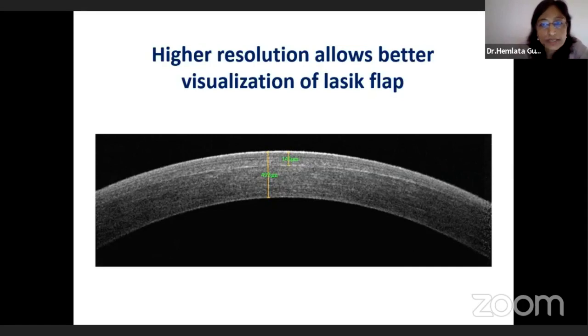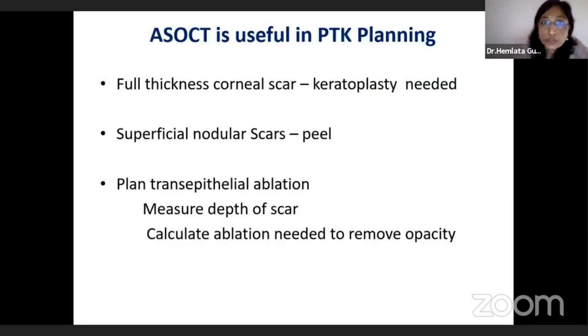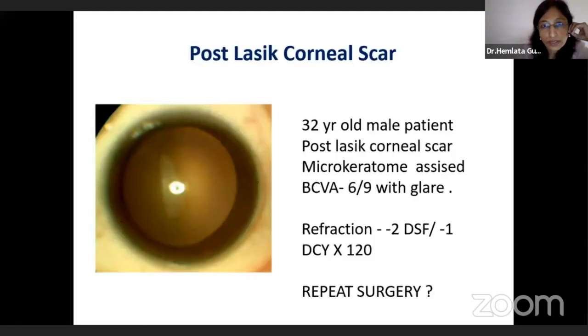Also, higher resolution OCT allows you to better visualize the LASIK flap. Almost the whole extent of the LASIK flap can be visualized. You can measure the thickness of the flap and look at the residual stromal thickness. It is also useful in PTK planning. Suppose you have a scar in the cornea and you want to treat the residual refractive error. First of all, you need to know the depth of the scar. I'll just show you a clinical case.